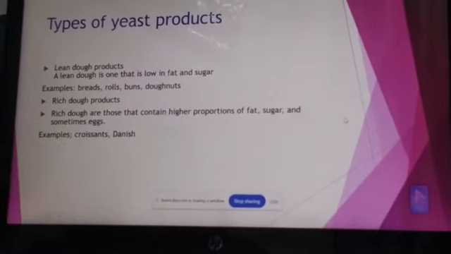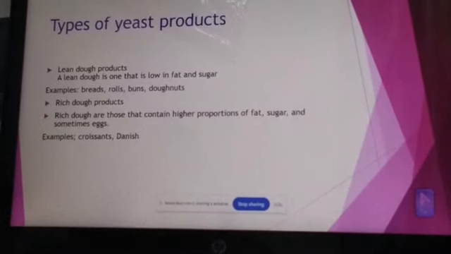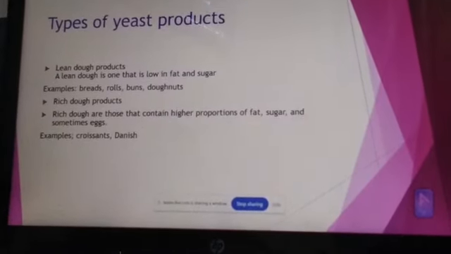Then we also have rich dough. Rich doughs are those that contain high proportions of fat, sugar, and sometimes eggs.